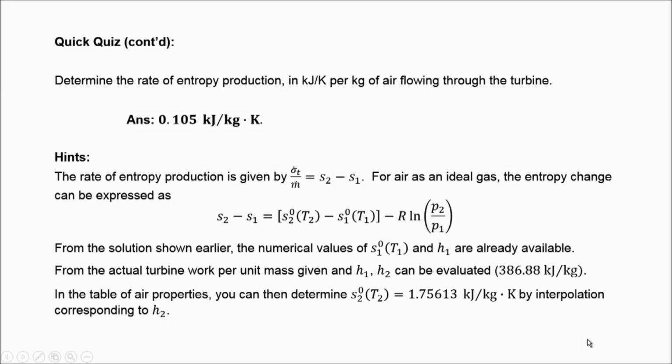In closing, in this example, we have learned about analyzing an expansion process for air across a turbine at steady state. We have also learned how to compute the isentropic turbine efficiency. This concludes the step-by-step solution of the example entitled Evaluating Isentropic Turbine Efficiency.